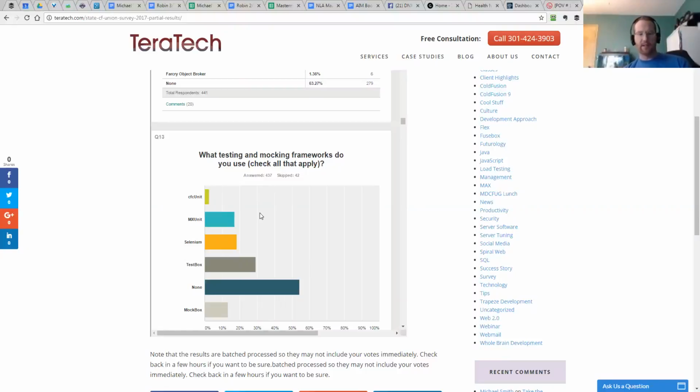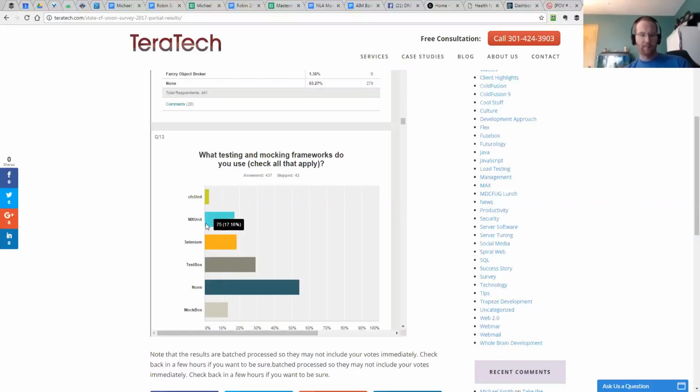Selenium is a browser-based testing, like a WebDriver. Though there is a CF Selenium project. So I'm unclear on the respondents to this question, if they're using the CF Selenium project that I think Bob Silverberg had made, or if they're just using Selenium by itself, which you can drop in as a jar. CFCUnit, I believe that's also no longer maintained, pretty old.